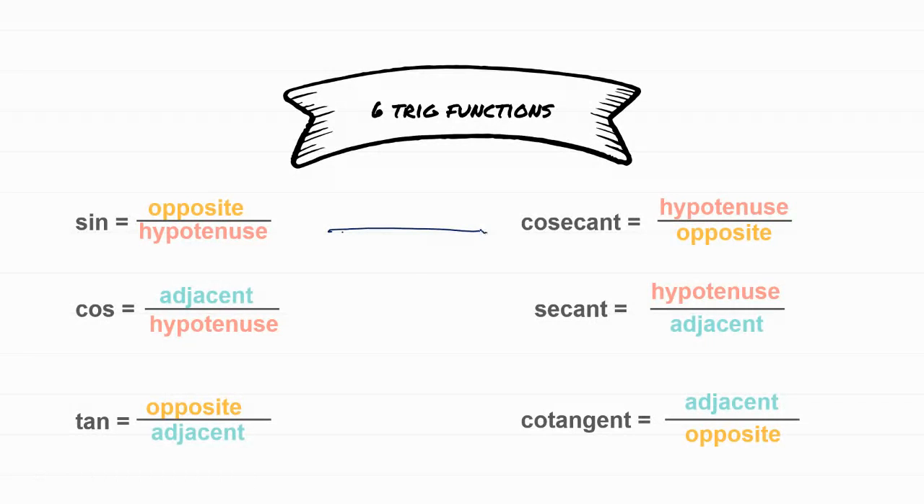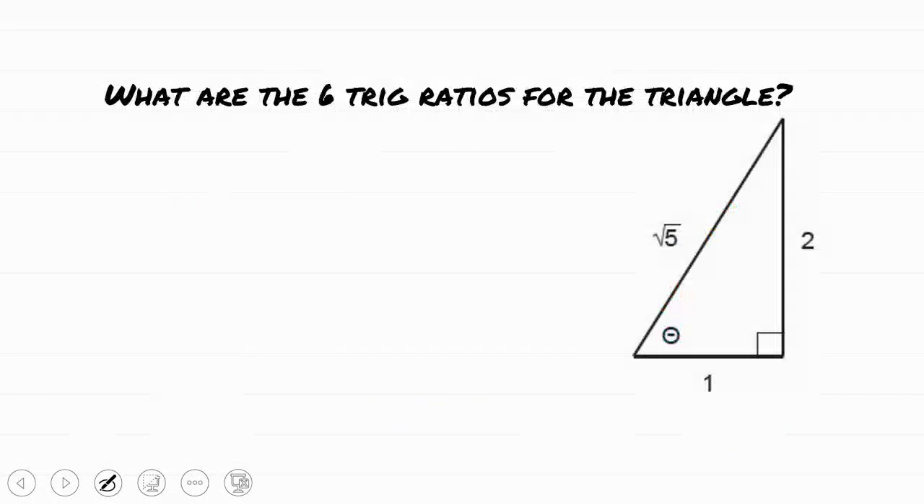Sine is the inverse of cosecant. Notice they're flips of each other. Sine is opposite over hypotenuse. Cosecant is hypotenuse over opposite. Cosine is the opposite of secant. Notice adjacent over hypotenuse becomes hypotenuse over adjacent. And then tangent and cotangent are inverses. We flip the opposite and the adjacent side. So for any angle, you can actually find 6 different trig ratios based on the sides of that right triangle.